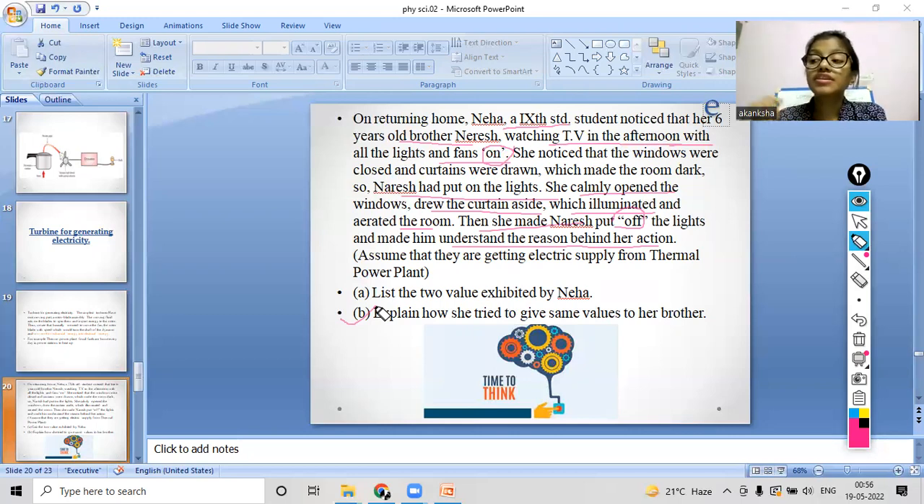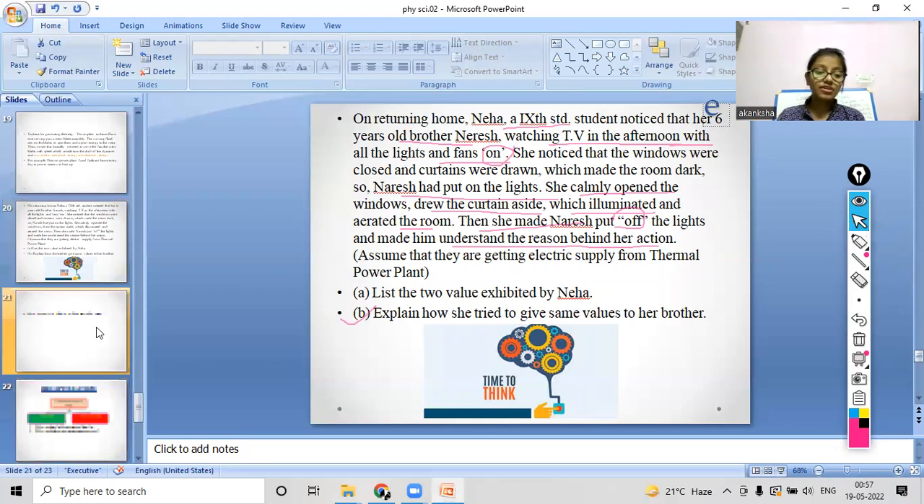What did she do? She turned off the lights and showed her concern for the proper use of the resources of energy. If she respects and minimizes the use of energy, then only the other people around her will respect it and know the importance of using energy in limited amounts, only the amount that they need, not wasting it. So this was all about this activity. Now we will move on ahead.